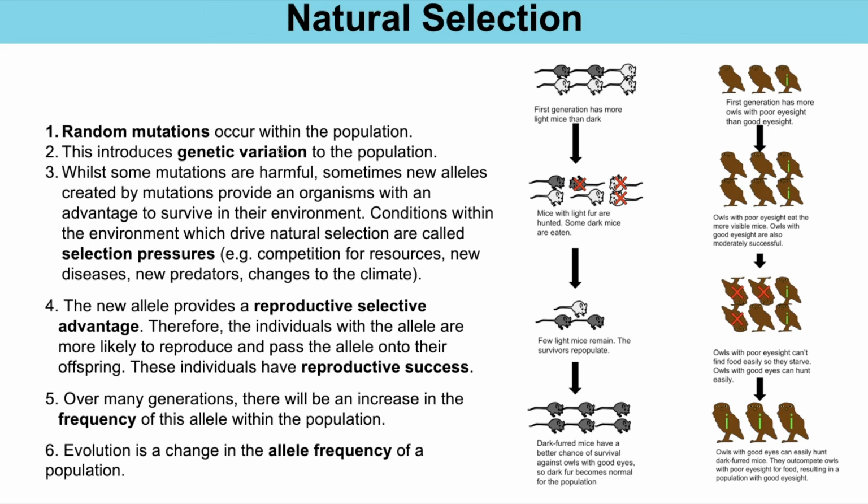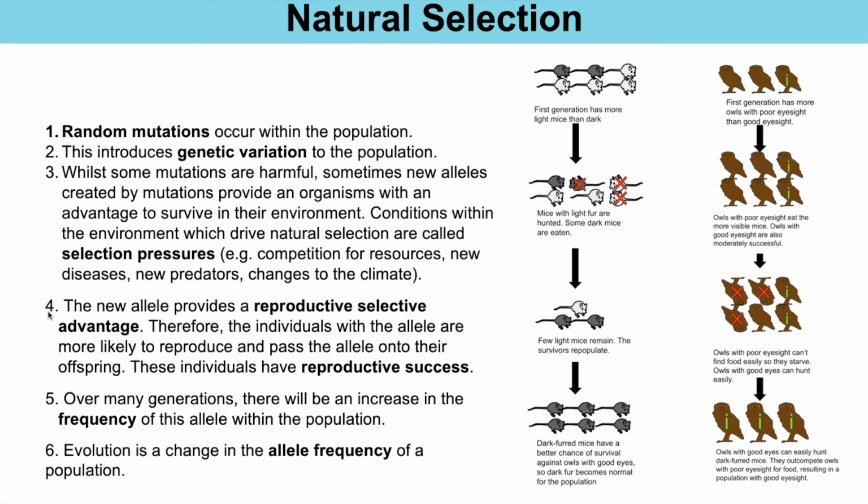Conditions within the environment which drive natural selection are called selection pressures. And that's one of your key terms. And examples of selection pressures might be competition for resources or the introduction of new diseases, new predators, or even changes to the climate. The next step then is that the new allele will provide a reproductive selective advantage.